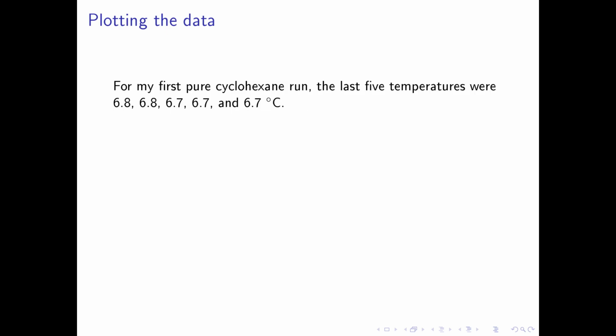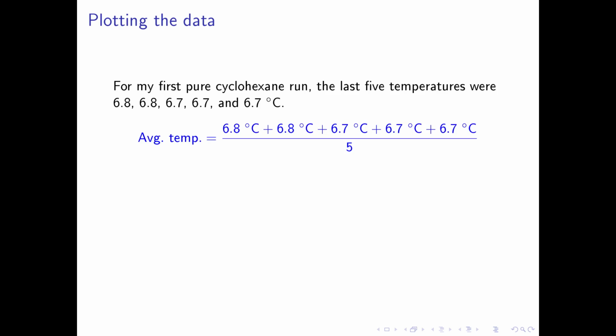We will see my two plots in a moment, but first let's calculate the freezing point for the first cyclohexane run. For my data, the last 5 temperatures were 6.8, 6.8, 6.7, 6.7, and 6.7 degrees Celsius. The average temperature is calculated by adding these 5 temperatures up and dividing by 5, which gives 33.7 degrees Celsius in the numerator divided by 5 in the denominator, or 6.74 degrees Celsius.